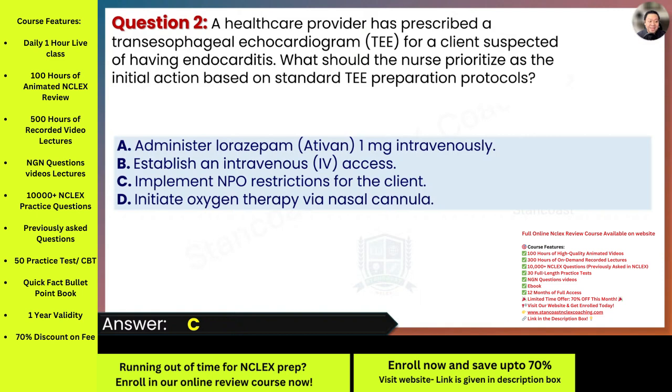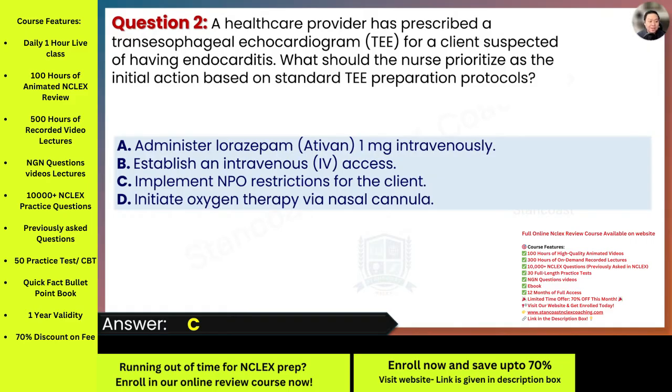Now, what about letter A? Administer lorazepam 1 mg IV. This is a sedative that is often used during TEE to reduce anxiety and to help the client tolerate the procedure. However, giving it isn't the first step. It's administered closer to the procedure time, after NPO status is confirmed and IV access is confirmed and patent. If you administer this too early, it could unnecessarily sedate the patient before preparations are complete.